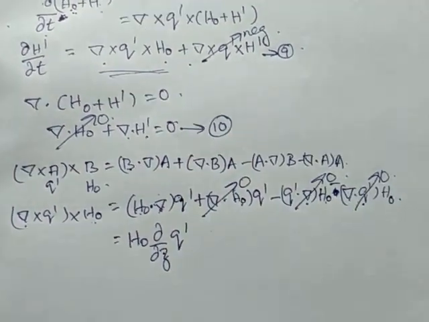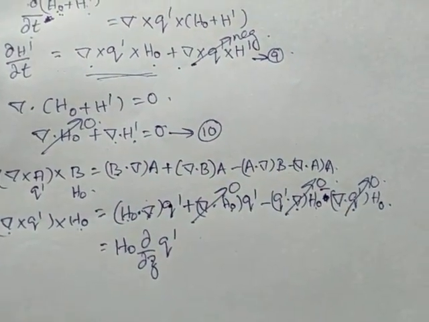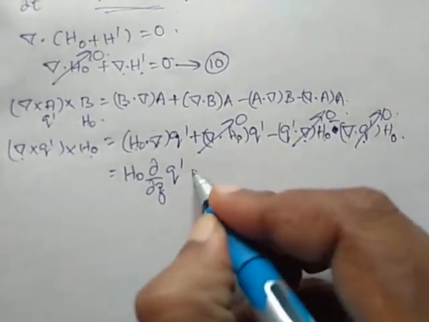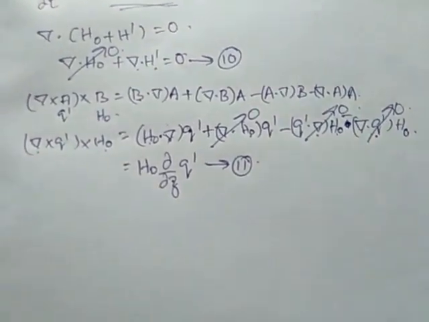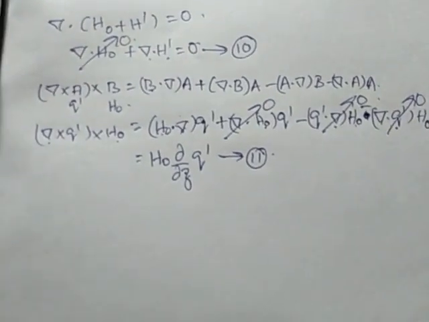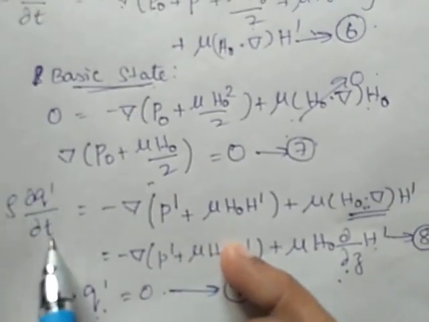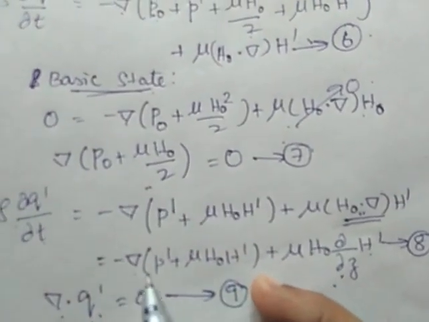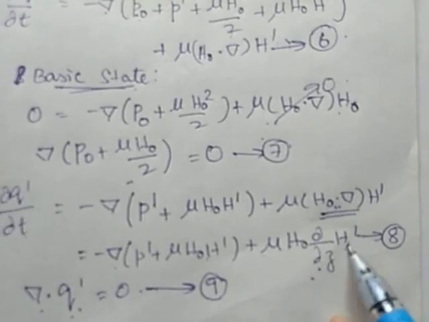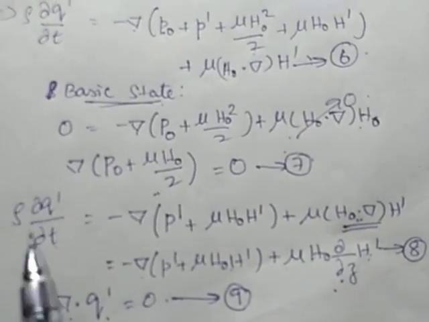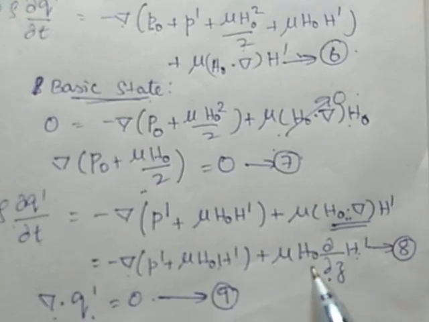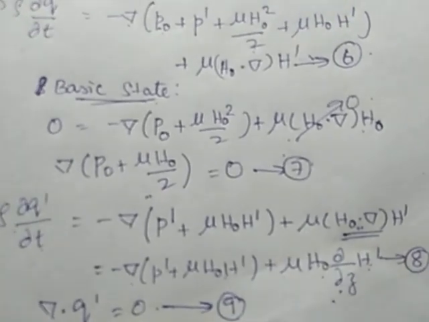I'll take this as equation 11. Now consider our momentum equation for the perturbed state. This is our momentum equation: ρ₀ ∂Q'/∂t equals minus ∇P' plus μH₀ ∇H' plus μH₀ ∂/∂z H'. That is our equation 8. In equation 8, I am going to take the divergence on both sides.